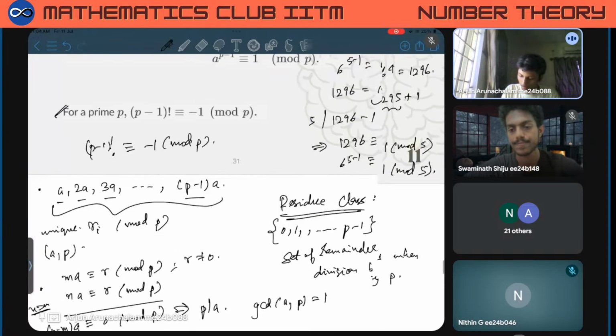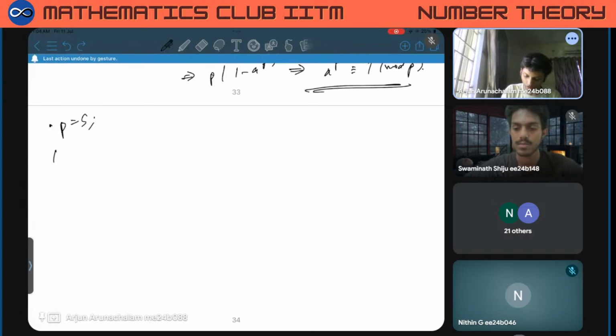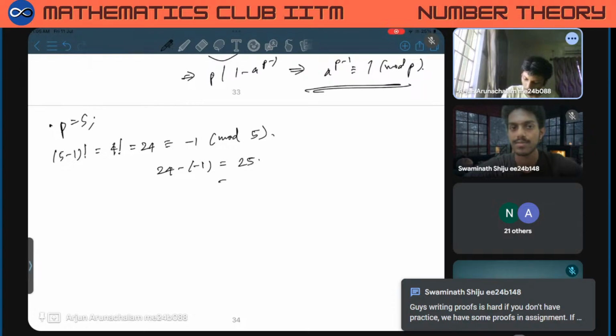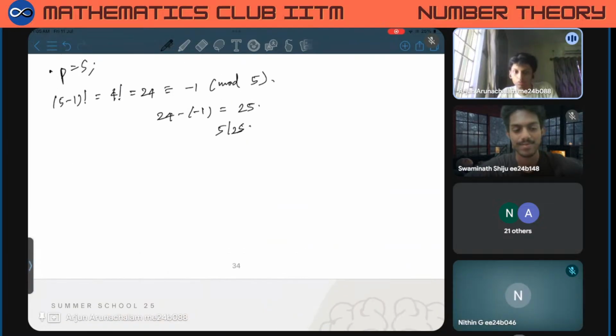So for example, let's say again P is 5. Note that 5 minus 1 factorial is equal to 4 factorial, which is 24, and that is congruent to minus 1 mod 5. Why minus 1? Because 24 minus minus 1 is 25, and 5 divides 25, right? If anyone has any doubts at this point, please ask me because we'll be moving to something new.